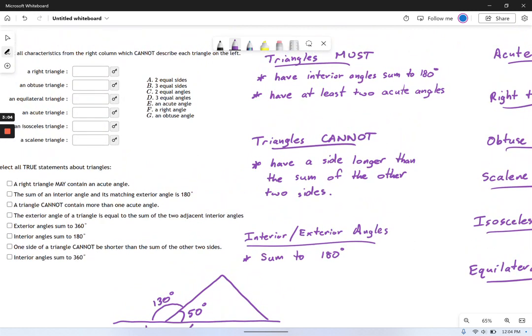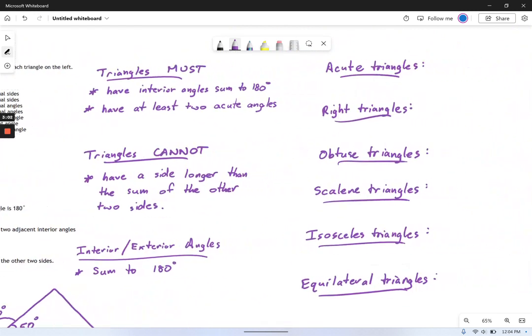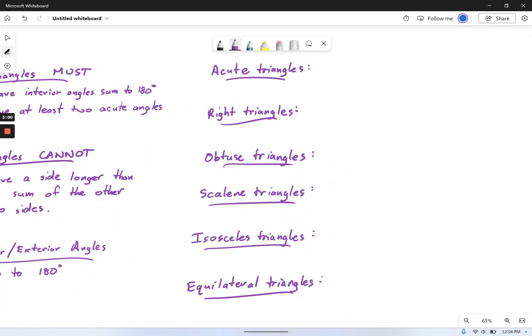Now, a few of the different types of triangles are listed over here. We have acute, right triangles, obtuse, and so on. These can usually be defined very simply. Acute triangles have only interior angles less than 90 degrees. Okay, 89 degrees is fine. 1 degree is fine, but you can't have anything 90 degrees or more.